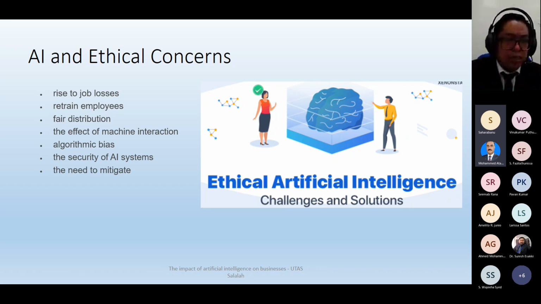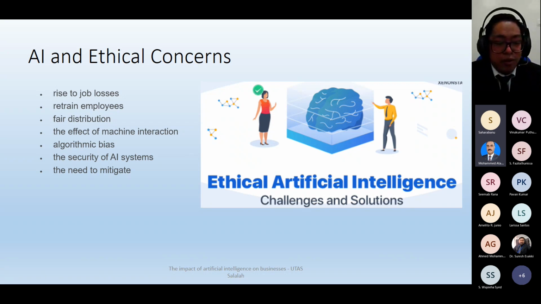We need to mitigate what? Probably the unintended consequences that might come from smart machines, and smart machines can be taught to learn and mimic the way human interaction might be. So it's like a development. It can develop independently. So it's an AI and ethical concern.